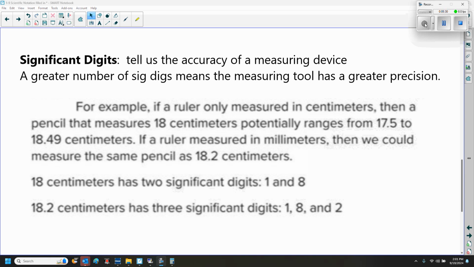Now, you heard us say significant digits. Okay? Significant digits tell us the accuracy of a measuring device. A greater number of sig digs, that's what they call it, significant digits, means that the measuring tool has a greater precision.